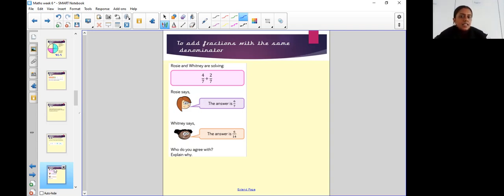If you have said that Rosie is correct, then you are right. So what Rosie has done is she has added only the numerators. She has added 4 add 2, and we know that 4 add 2 is 6, so it would be 6/7. Now what Whitney has done wrong is she has also added the denominators, which is something that we don't do. So she's added 7 plus 7 and got 14, and that's how she's got 6/14, which is wrong because she's added the denominators, and we know that we don't add the denominators, we only add the numerators.